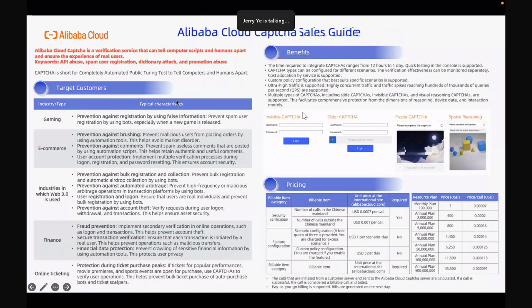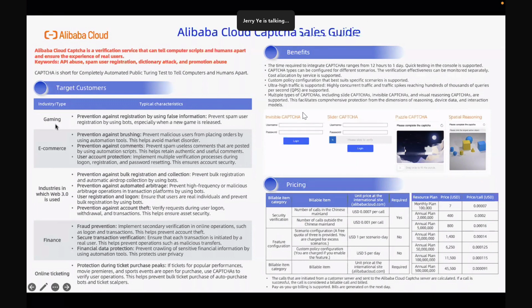The final product which will be introduced today is Alibaba Cloud Captcha. Captcha is short for Completely Automated Public Turing test to tell Computers and Humans Apart. As for why customers use Captcha, most customers enable it just to avoid bot attacks.